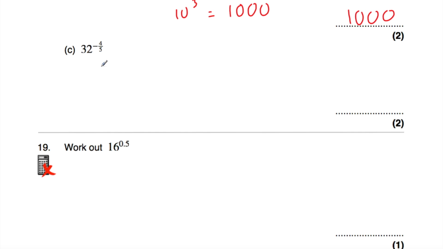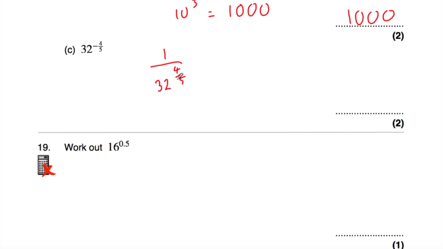Okay, and then part C. I like part C, because in part C we've got a negative fractional index, so we've got a negative fractional power. Here we've got 32 to the power of negative 4/5. What I'm going to do is get rid of the negative to begin with, because remember, if you've got a negative power, you can do 1 over the positive power. So 1 over 32 to the power of 4/5. We've just written it with a positive power by doing 1 over.